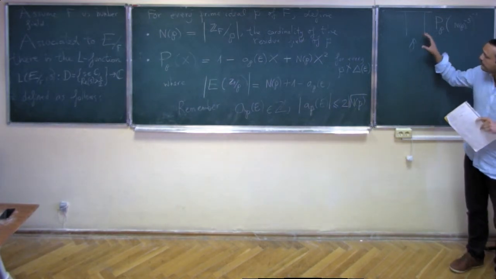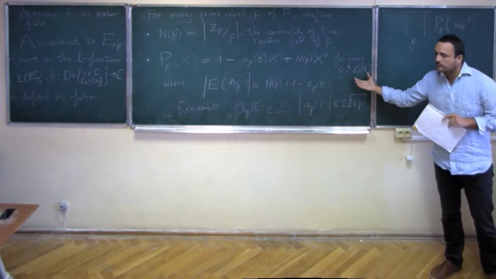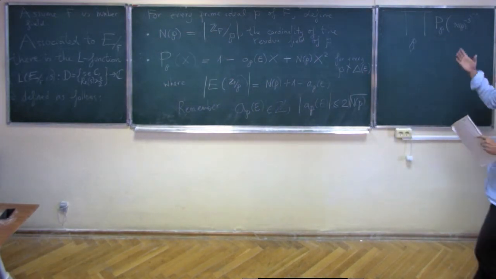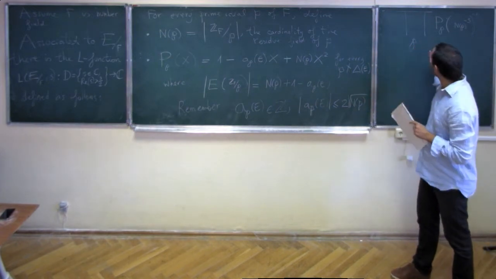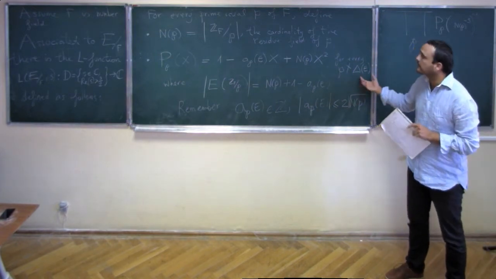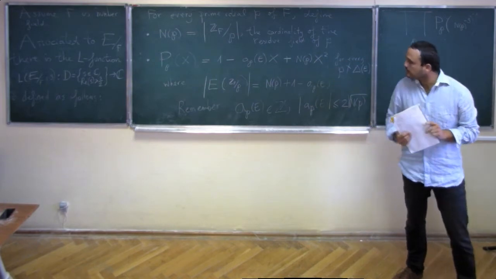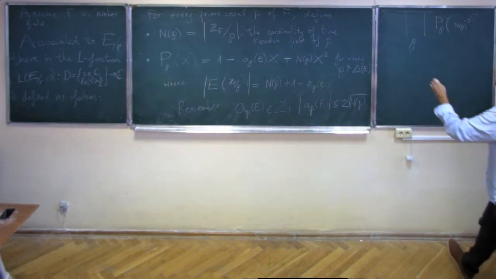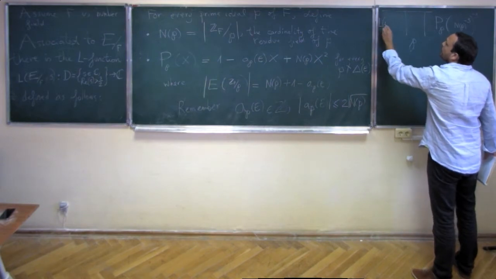If you prefer not to include those finitely many ideals dividing the discriminant, it's fine. And in fact, one can define polynomials also for primes dividing the discriminant in a similar way. For simplicity, I'm not stating it on the platform. Okay? So this is the definition of the L series.